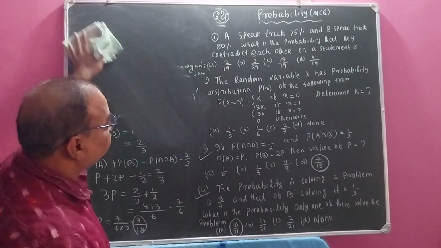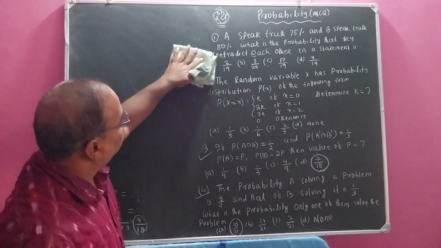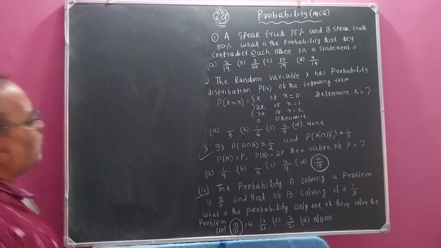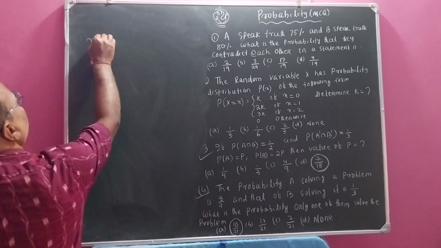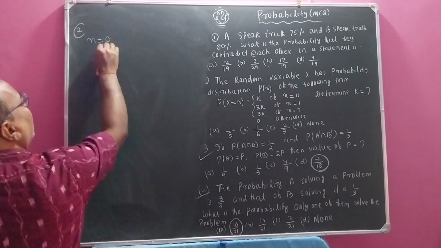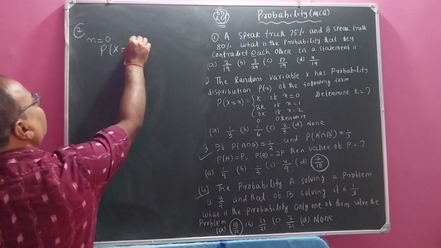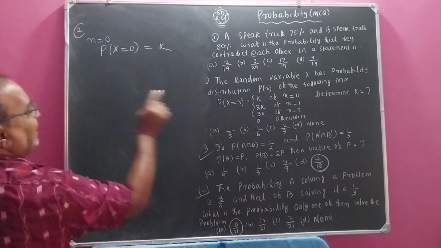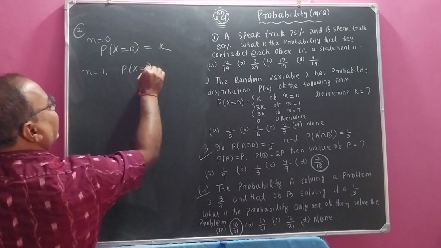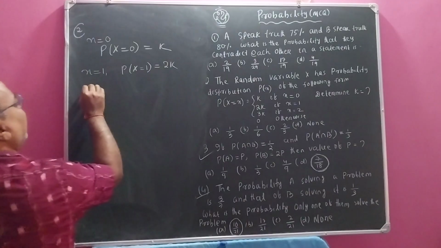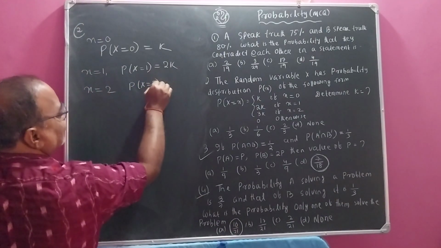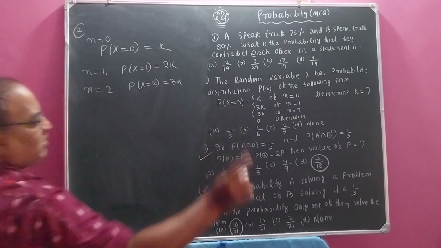Okay, now write down. It is given probability of x is equal to x. Write down question number 2. When x is equal to 0, probability of x is equal to 0 is given as k. When x is equal to 1, probability of x is equal to 1 is given as 2k. When x is equal to 2, probability of x is equal to 2 is 3k. Otherwise the value 0.